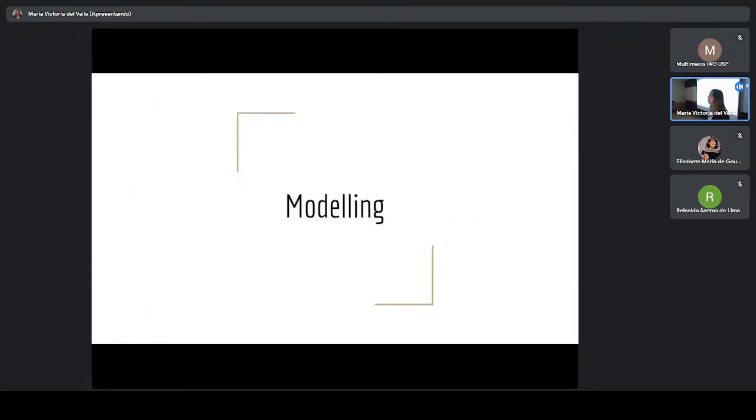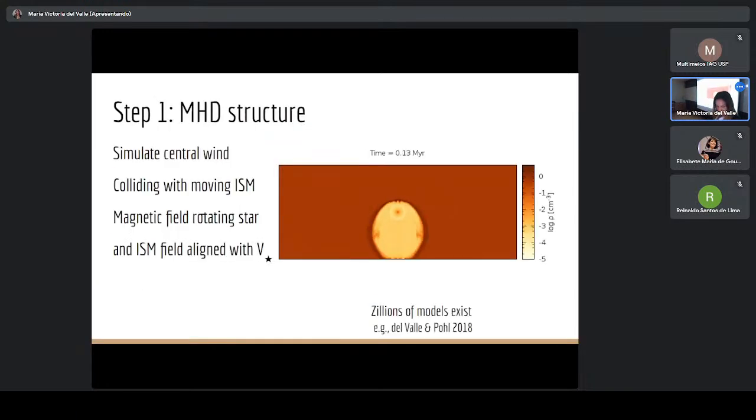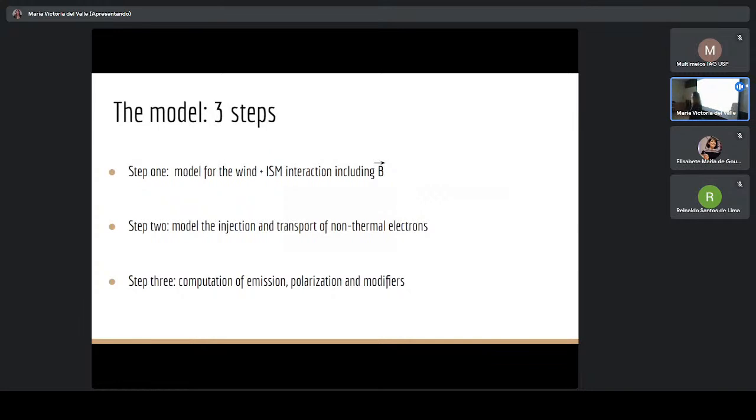results. So for the modeling, we have a three-step model for computing this, because first we model the interaction of the wind with the interstellar medium, including the magnetic field. So we perform MHD numerical simulations. Step two, we need to model the non-thermal electrons, because the non-thermal electrons are not the thermalized material of step one. These non-thermal electrons will produce the synchrotron emission, so that's why we need to calculate them. And step three, the computation of emission, once we have the distribution of the electrons and the distribution of the magnetic field, the polarization, and the modifiers of that intrinsic polarization.